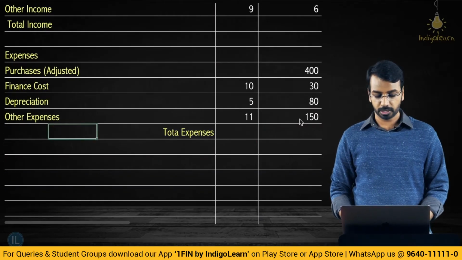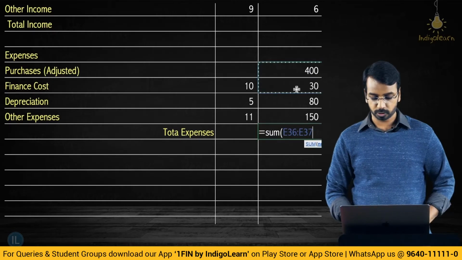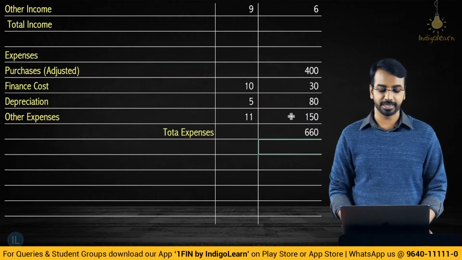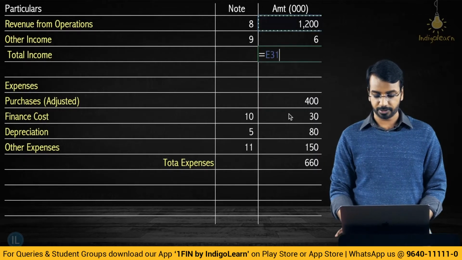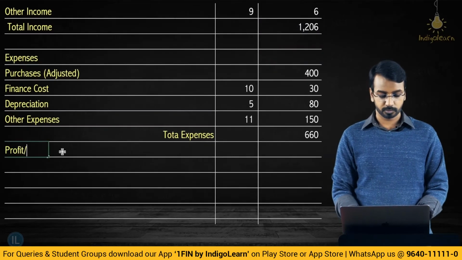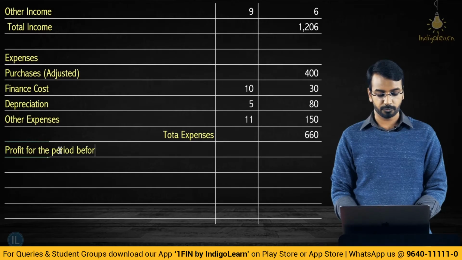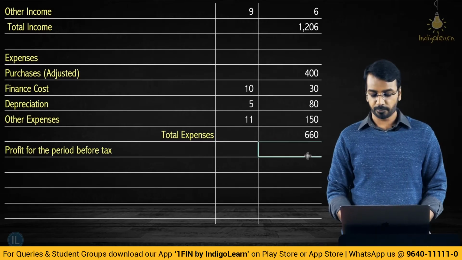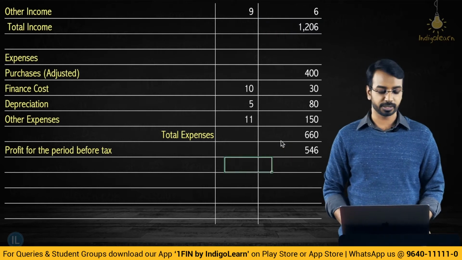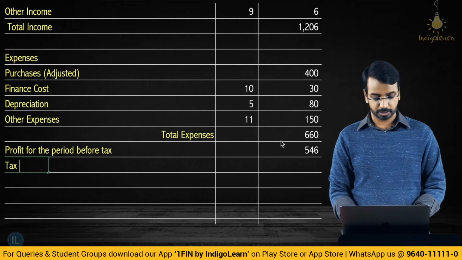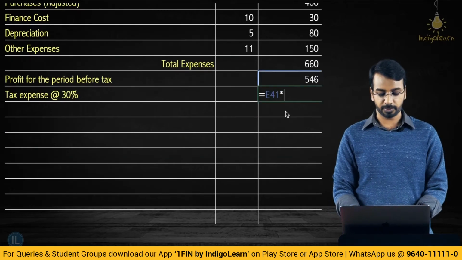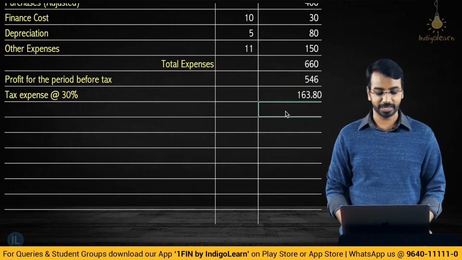So what is the total? Total expenses is 400 plus 30, 430, plus 80, 510, plus 150, you get 660, right. What is the total income? Total income is 1200 plus 6, 1206, right. Now, profit for the period before tax. 1206 minus 660, you get 546, and tax expense. So provision for tax is 546 multiplied by 30%, which is 163.8, right.